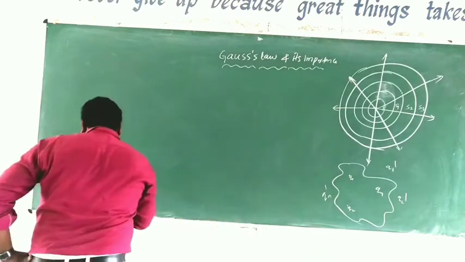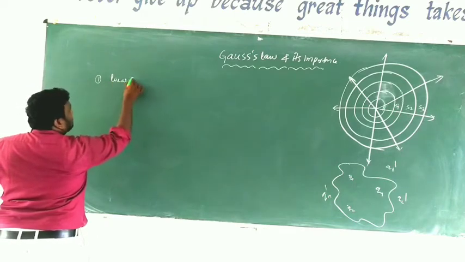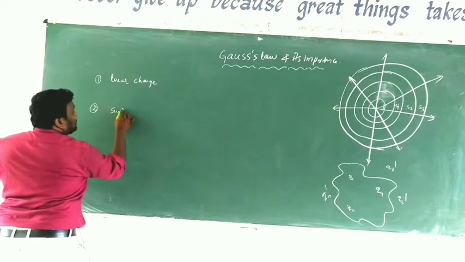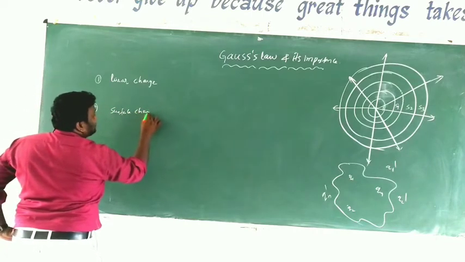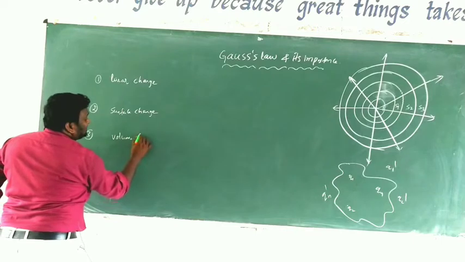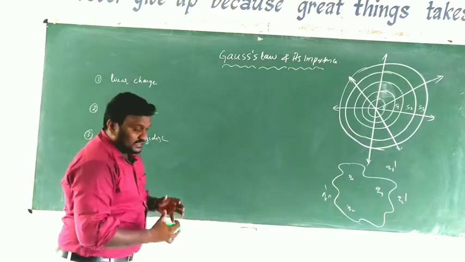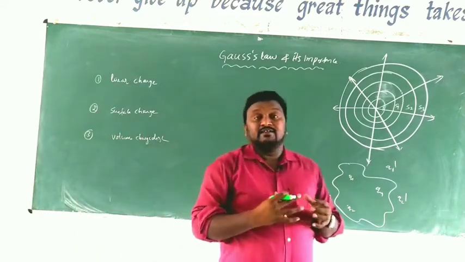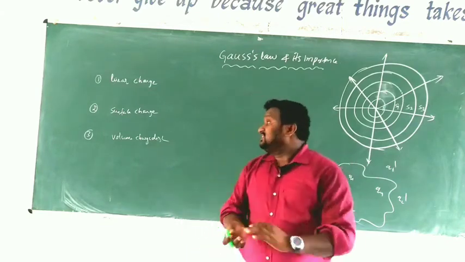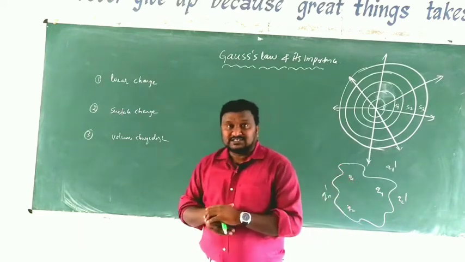First is linear charge distribution, next is surface charge distribution, and third is volume charge distribution. The distribution of charge along the surface of the body should be in three ways: linear charge distribution, surface charge distribution, and volume charge distribution.